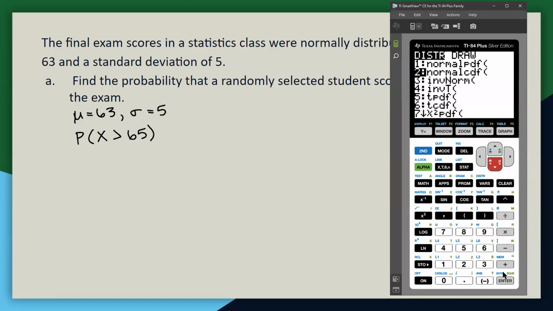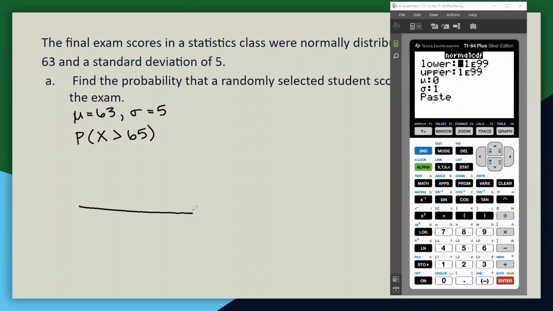We're going to choose option 2, and then we're going to enter some numbers. I'm going to draw a picture of what I'm calculating before I enter my numbers. So here is a number line with all those test scores on it. I know I'm normally distributed, so here's my normal distribution. I know the mean is right in the middle, so that should be 63. And then I know my standard deviations go in either direction, and that I'm counting by 5.